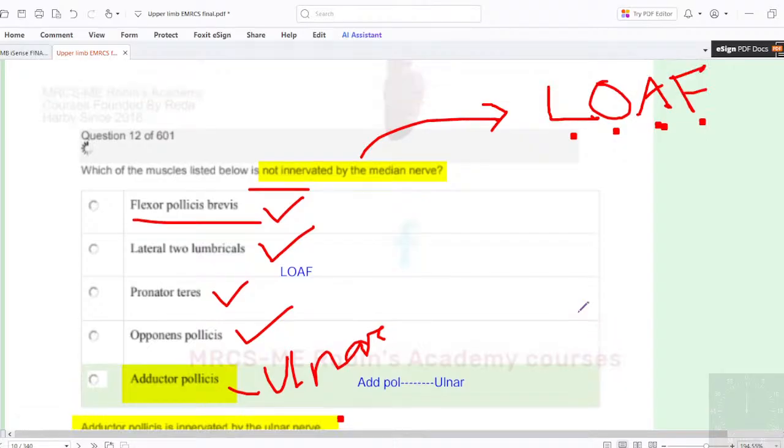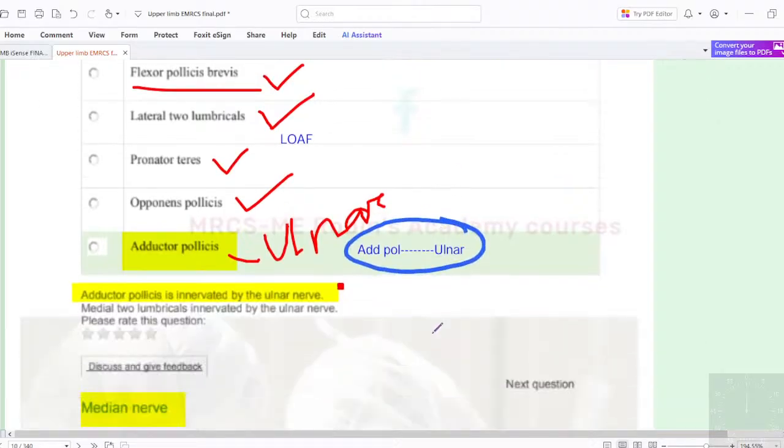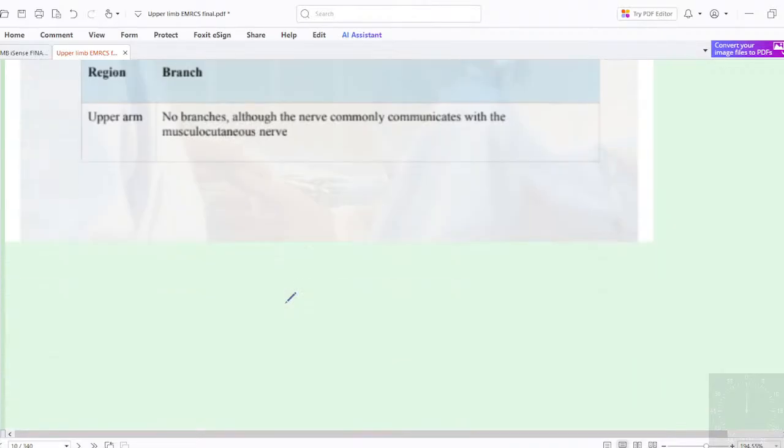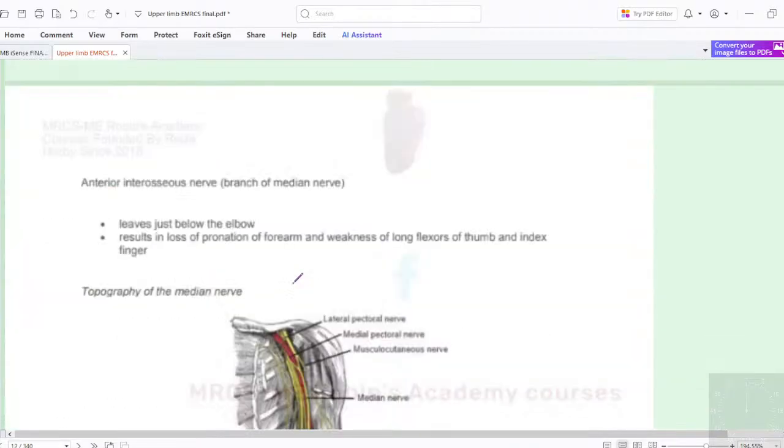Okay. Now, next. Which of the muscles is not innervated by the median nerve? Flexor pollicis brevis, opponens pollicis, pronator teres, adductor pollicis. Adductor pollicis is supplied by the ulnar nerve. The others are the median nerve again, the same function.